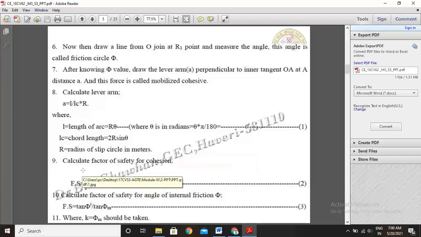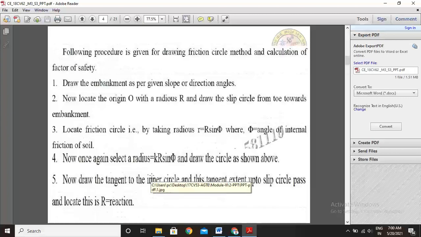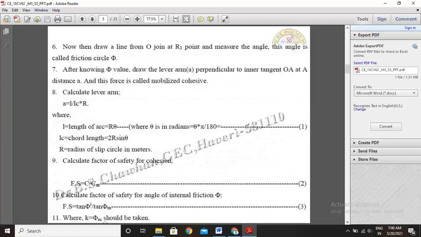In the next step, calculate the factor of safety for cohesion, given by factor of safety Fs equal to C by Cm. C is the actual cohesion of the soil given, and Cm is the mobilized cohesion from the above figure. This is the Cm value, the mobilized cohesion.